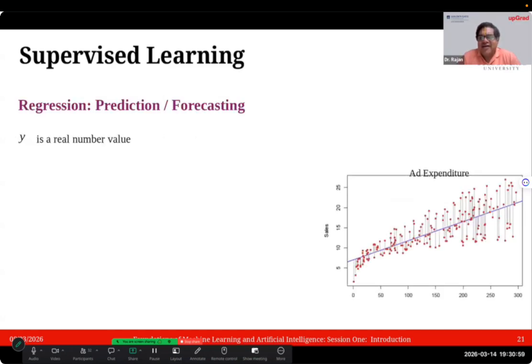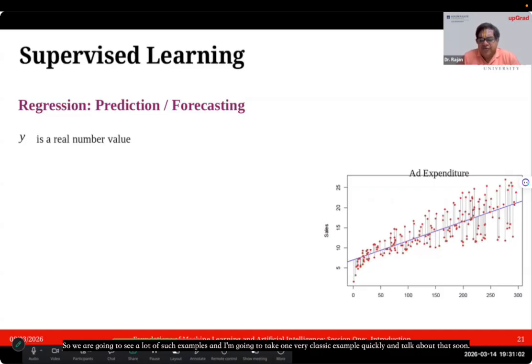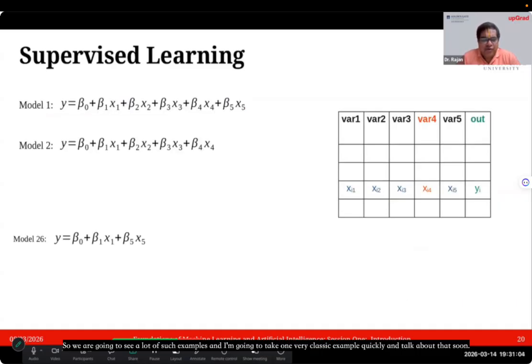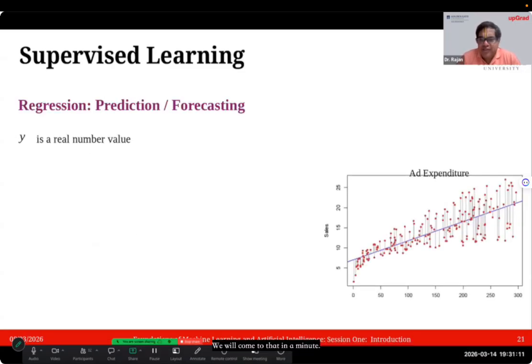Better. Thank you. So we are going to see a lot of such examples, and I'm going to take one very classic example quickly and talk about that soon. We'll come to that in a minute.